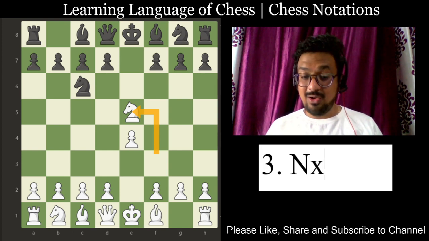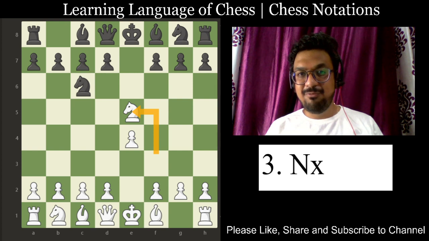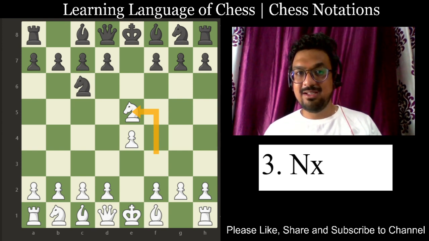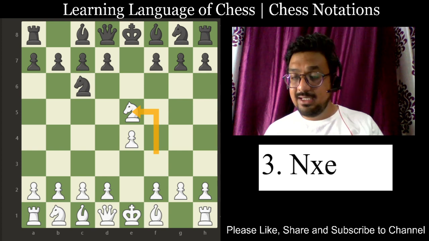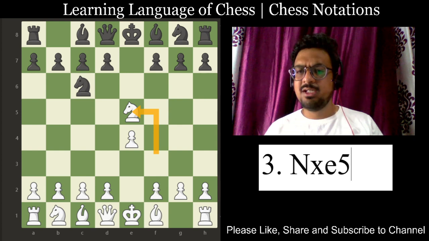N cross, which square has it captured? Yeah, that's the important thing. Which square has it captured? Can you see it? Can you name it? It has captured on, yes, the file name E and the rank name is 5. So as simple as that.